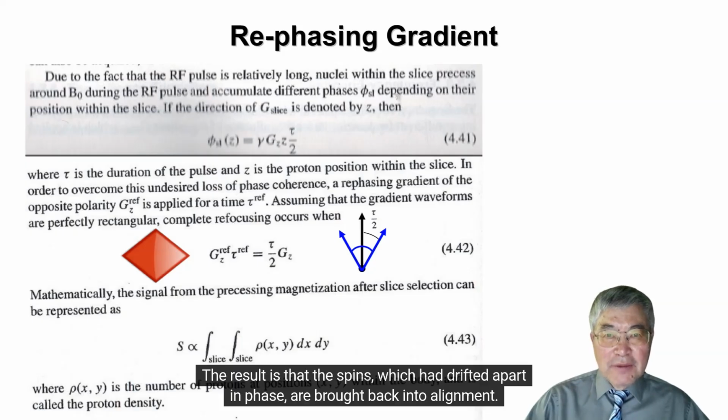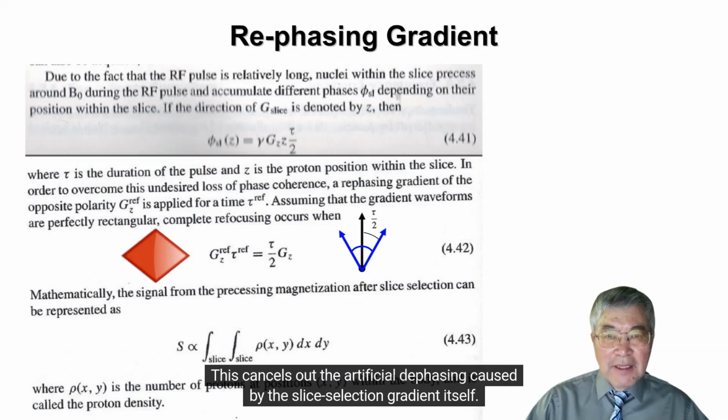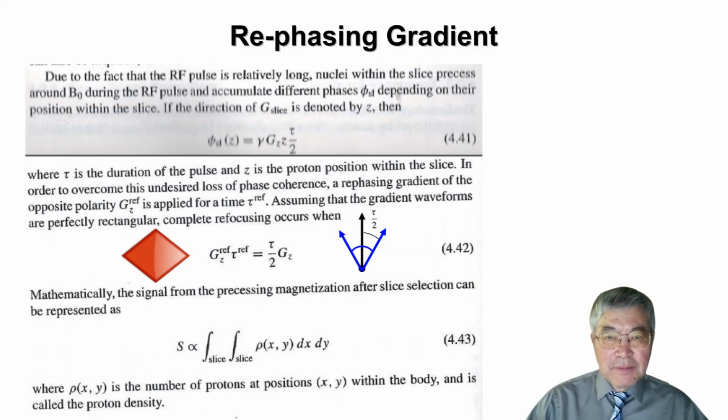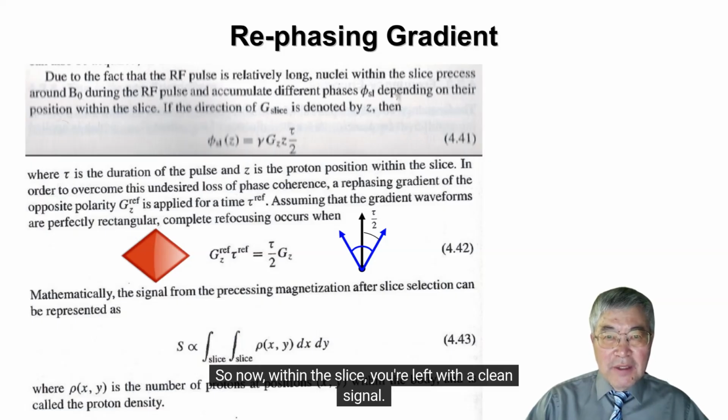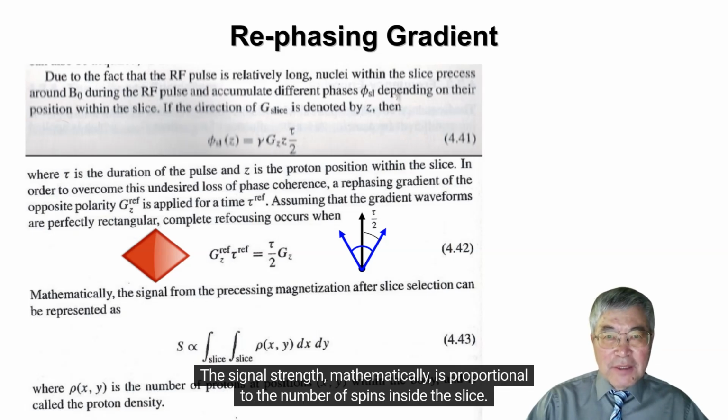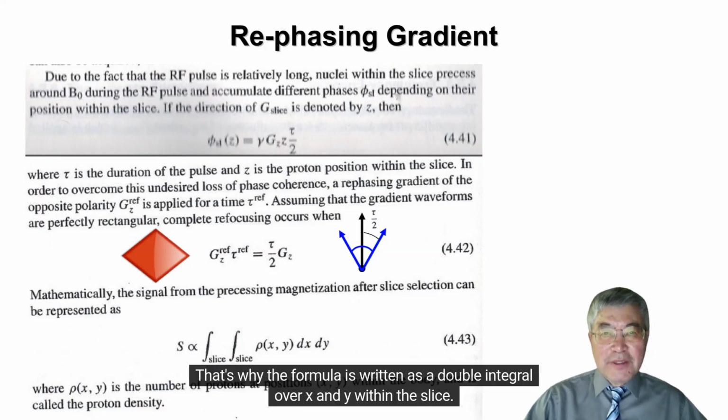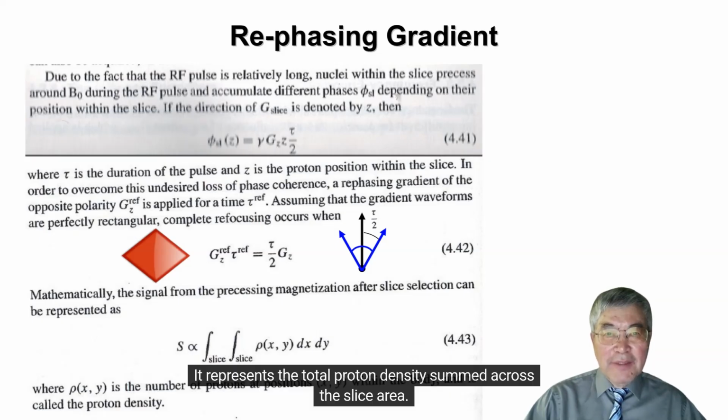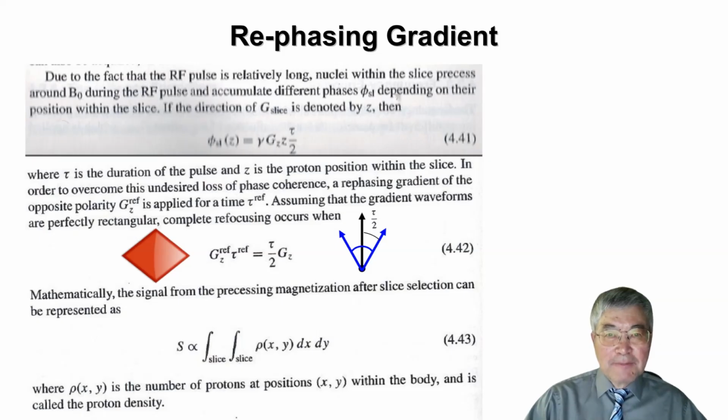The result is that the spins, which had drifted apart in phase, are brought back into alignment. This cancels out the artificial dephasing caused by the slice selection gradient itself. So now, within the slice, you're left with a clean signal. The signal strength, mathematically, is proportional to the number of spins inside the slice. That's why the formula is written as a double integral over x and y within the slice. It represents the total proton density summed across the slice area.